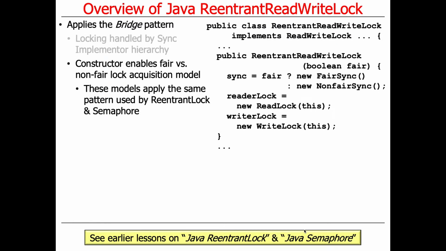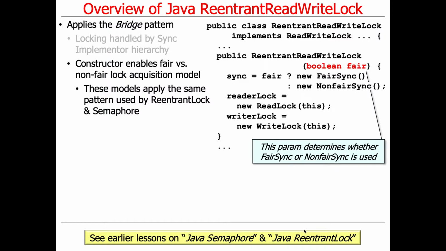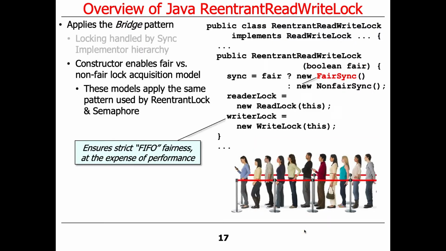The constructor of ReentrantReadWriteLock enables a choice between fair versus non-fair lock acquisition models. And these models apply the same basic pattern, the bridge pattern that's used by the ReentrantLock and the Semaphore that we talked about in earlier lessons. In particular, this constructor takes a parameter called fair, and this parameter determines whether the FairSync or NonfairSync semantics are used for the class.